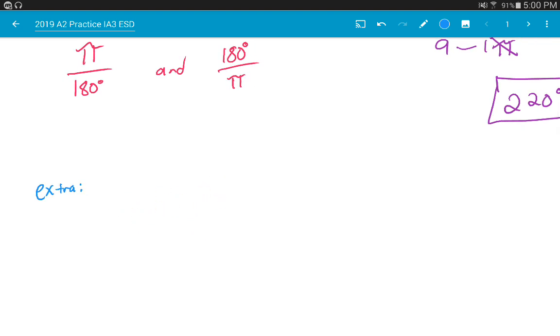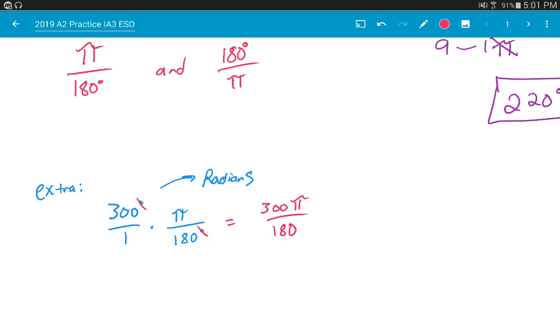If I switch it and I want to go from degrees, so let's say we do 300 degrees and we want to go to radians. Well, I put the 300 over 1. I'm going to want to cross out the degree symbol, so I'm going to put the 180 degrees on bottom, and the pi is going to go on top. Now these degree symbols will cancel out. I'm going to get 300 pi over 180.